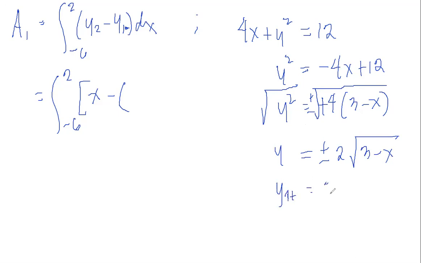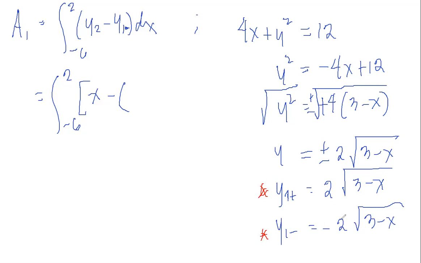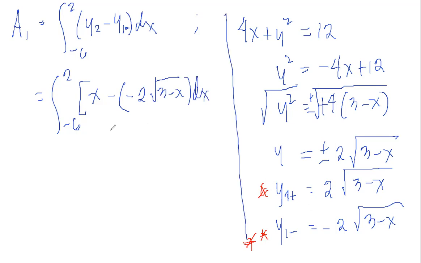So our y sub 1 plus is equal to the positive 2 times the square root of 3 minus x. And the y sub 1 minus is equal to -2 times the square root of 3 minus x. Okay, so let's specify this. Let's put asterisks here, so let's say double asterisks. So here, we can now continue solving. So what is y sub 1 minus? Y sub 1 minus is this, so -2 times the square root of 3 minus x. I hope you got what I mean here.